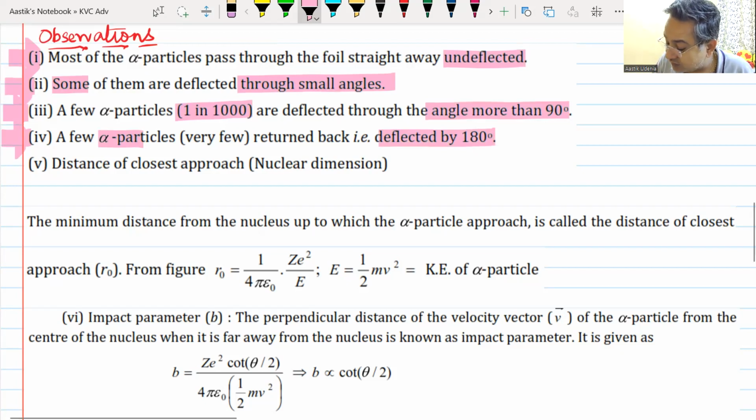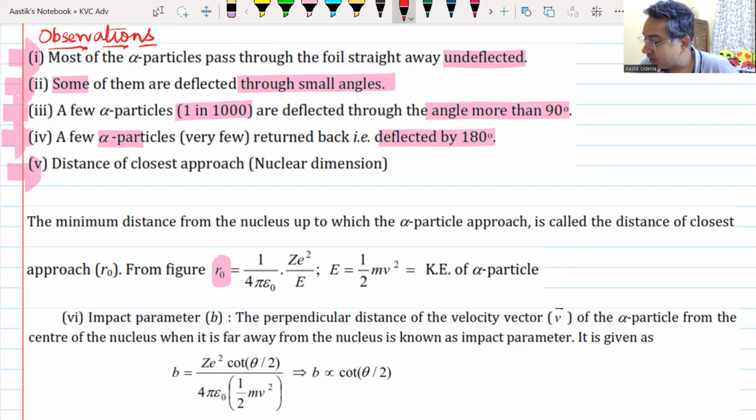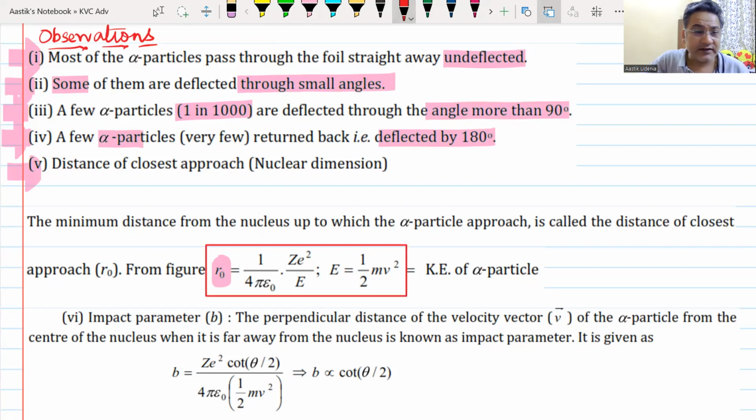Distance of closest approach. Now, what do you mean by this distance of closest approach? Do you see that in the diagram, that distance of nearest approach? It comes nearest to the nucleus. Do we understand this? Did you draw it in the diagram? Yes or no? Yes, sir. This is R naught.